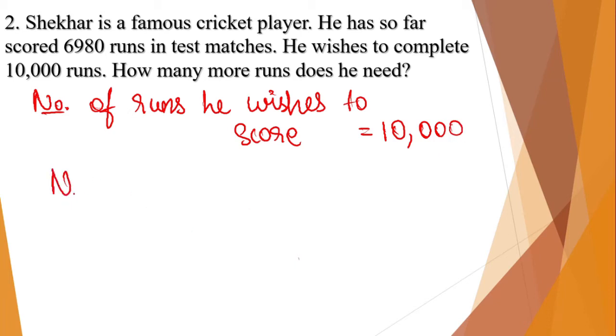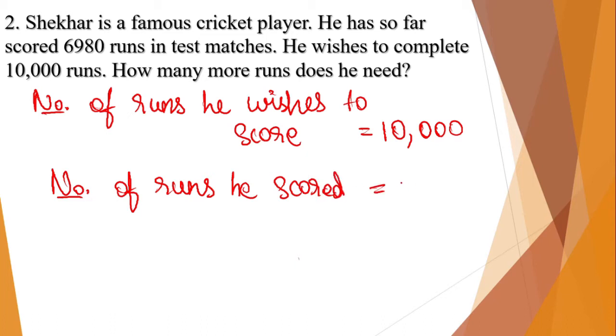And number of runs he scored. So he already scored. How many runs he already scored? So how many runs he scored? 6,980 runs. Right. So he already scored 6,980 runs. But he wishes to score 10,000 runs. Then let's start subtracting and then we'll get our answer.